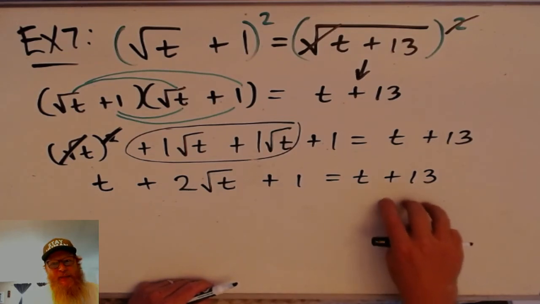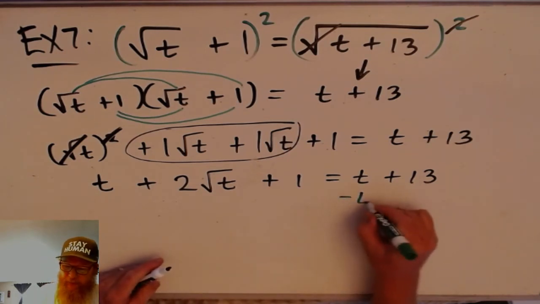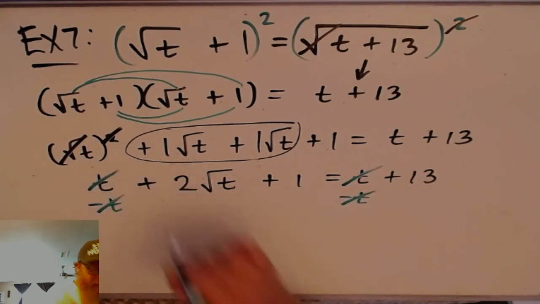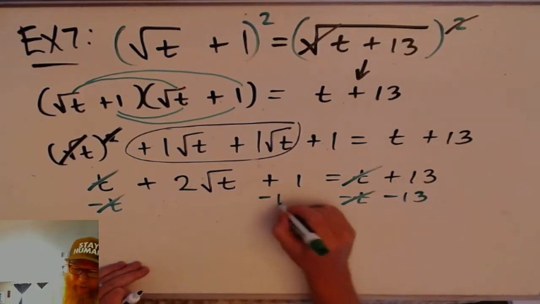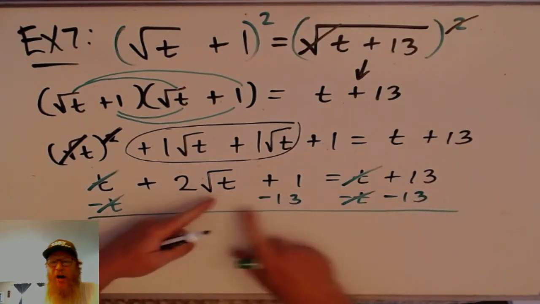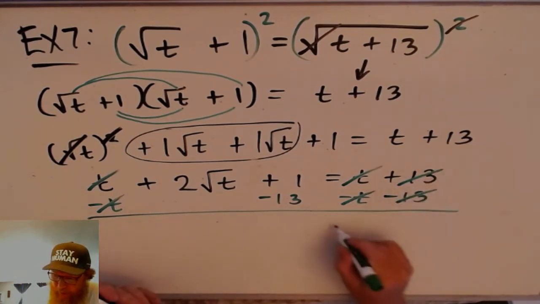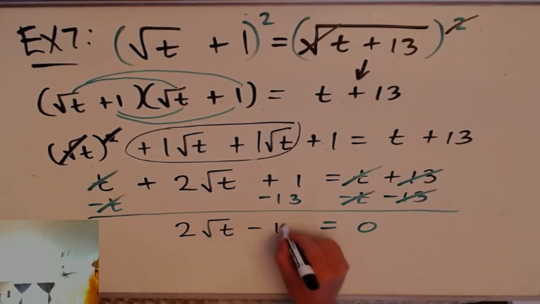I want to set this to 0. Yeah, set the right-hand side to 0. So I'm going to go minus t, minus t. Oh, that's nice. Those guys cancel out. All right, I said I was going to set it to 0, so I will, but this is not a quadratic equation, so setting it equal to 0 is not required, but I already opened my big mouth, so I'm just going to go ahead and do it. So now I've got 2 square root t minus 12.